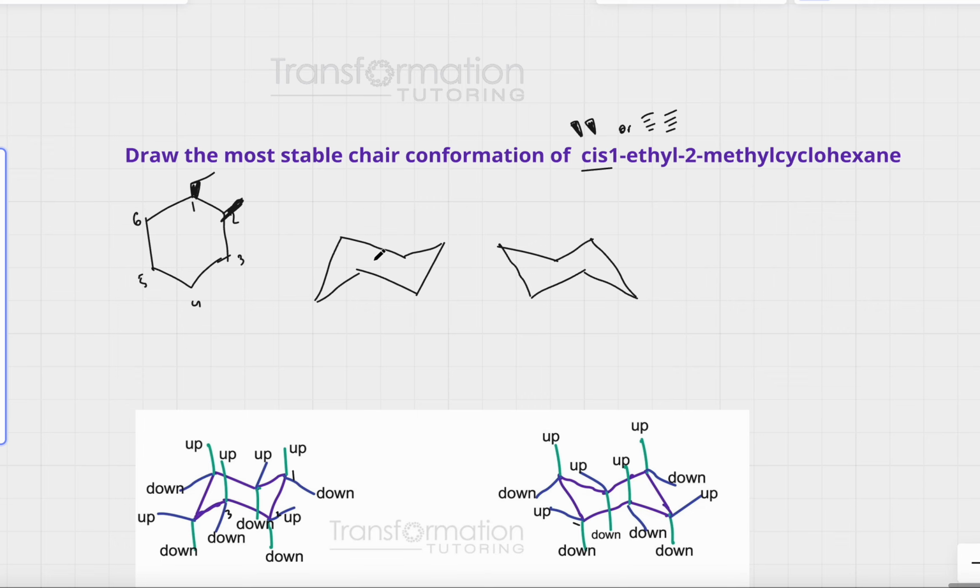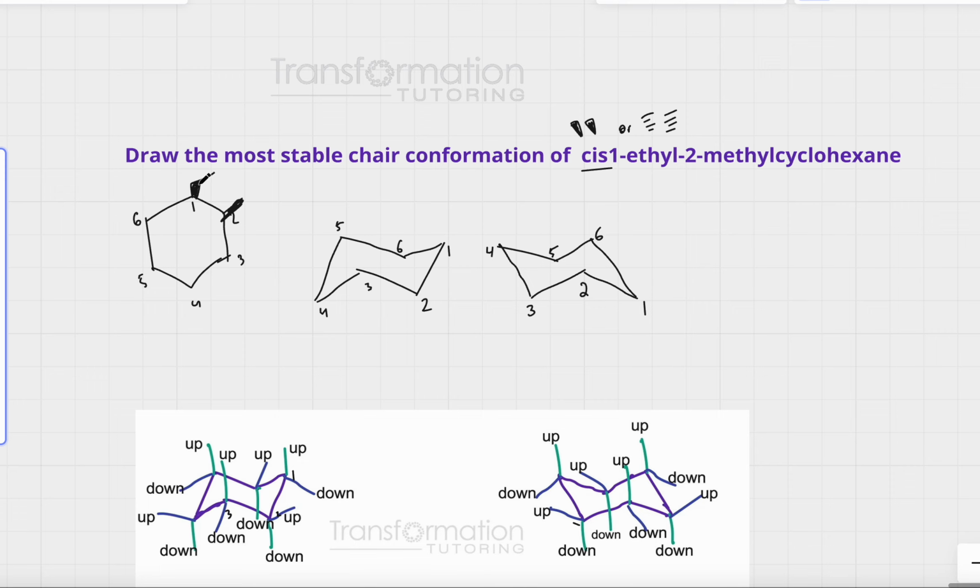On this chair, I will start from carbon number 1, top right: 1, 2, 3, 4, 5, and 6. And on this chair, my carbon number 1 is going to be here. This is really key to drawing these chair conformations: when you draw the flip chair, make sure your carbon number 1 is not this carbon, but 1 carbon away. So here, it will be here. 1, 2, 3, 4, 5, and 6.